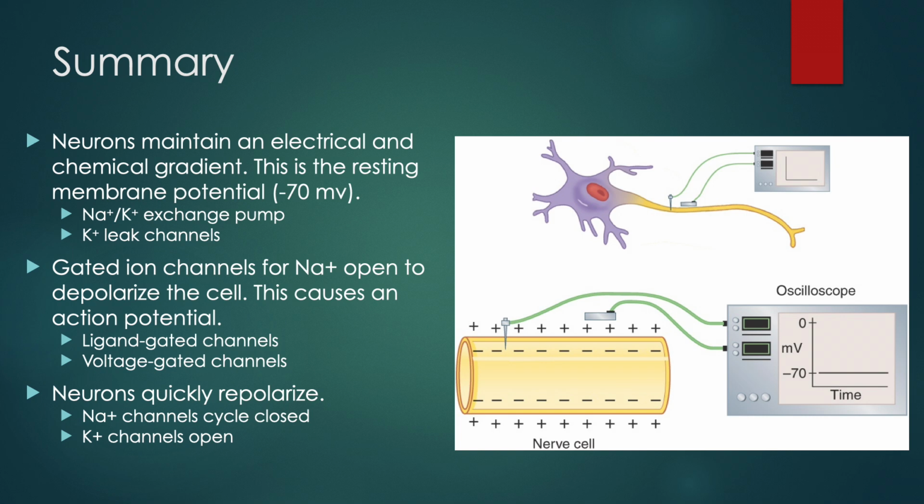This causes an action potential. The neurons quickly repolarize when the sodium channels close and the slightly slower potassium channels open. And so this causes an impulse to travel very quickly across the entire surface of the neuron. Next time, we're going to talk about synapses and neurotransmitters, and we'll have a lot to say about those. And that's the other big topic that we have to cover on how neurons function.